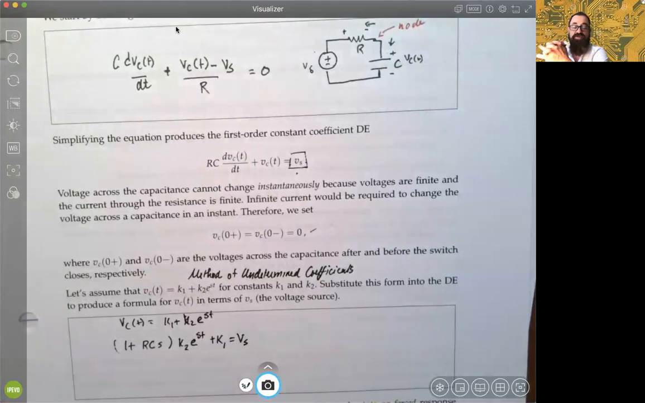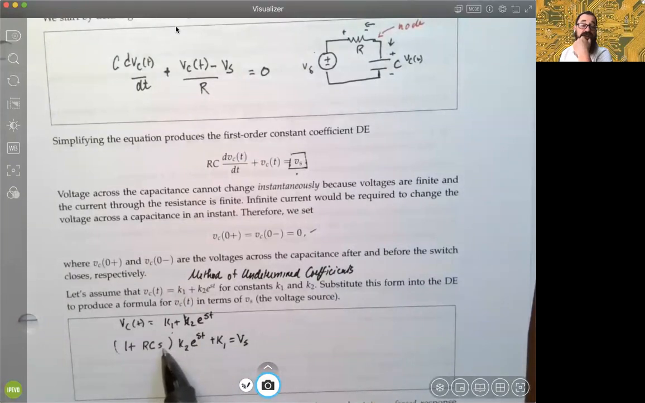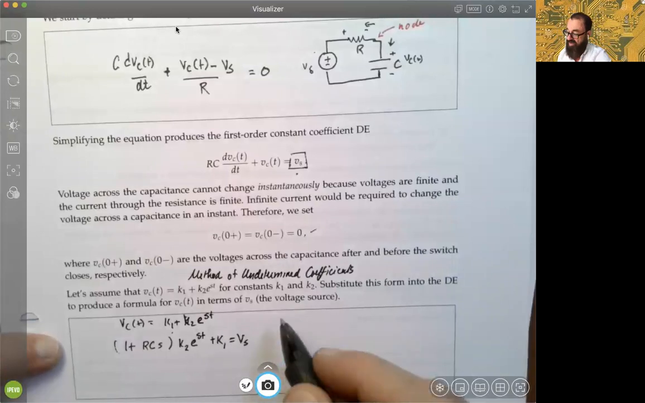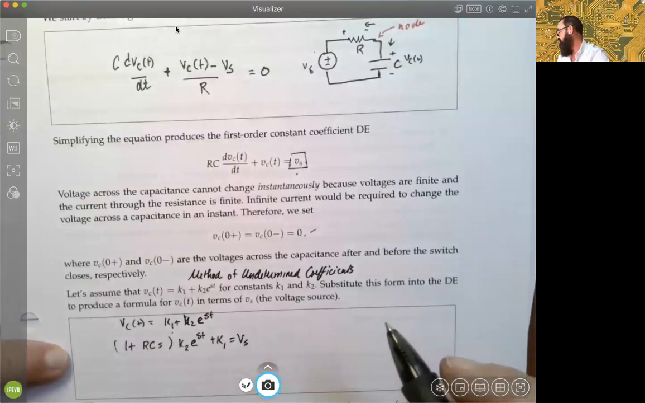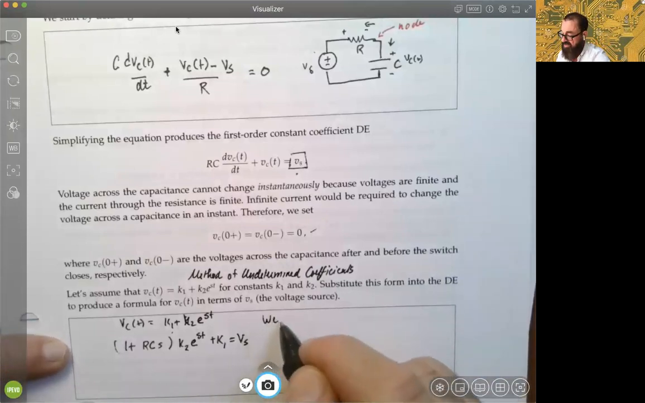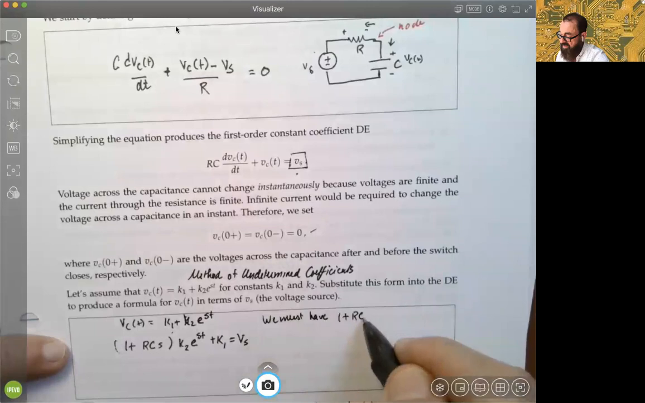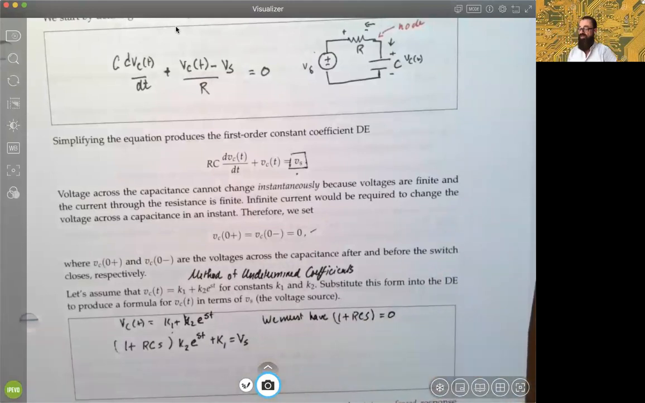Again, you have a DC source providing this voltage, and if you take the derivative of this term, the derivative of the constant is 0, and the derivative of this term is K2 S times e to the ST. That's why you have an S term sitting here now. But for a DC source, remember we set this equal to 0. So we must have 1 plus RCS equal to 0 so that we could possibly match the left side to the right side.